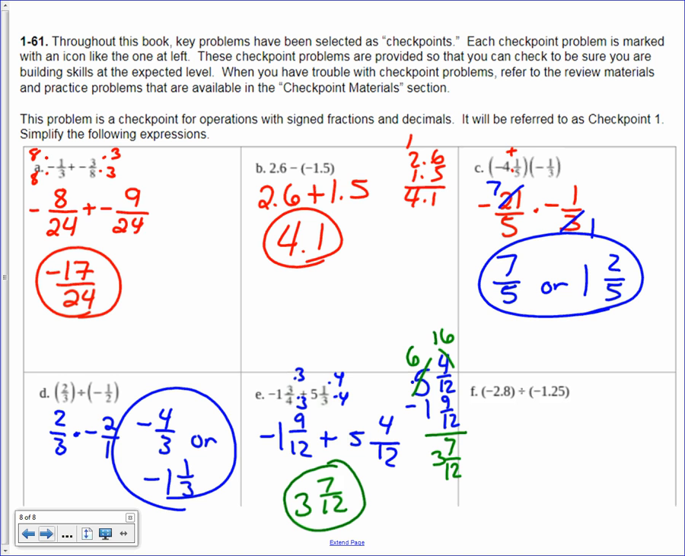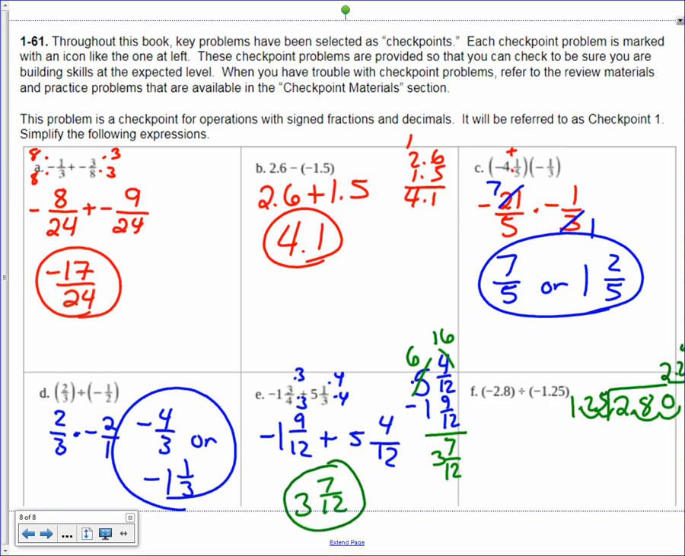Okay. And the last one, I'm dividing two decimals. So I'm going to do it without their sign. So I'm doing 2.8 divided by 1.25. I need to move my decimal point over 2 spaces. Add a 0. So 2 goes into 280. Oh, it needs to go much further. So I end up getting a positive 2.24 if I had continued my long division out.